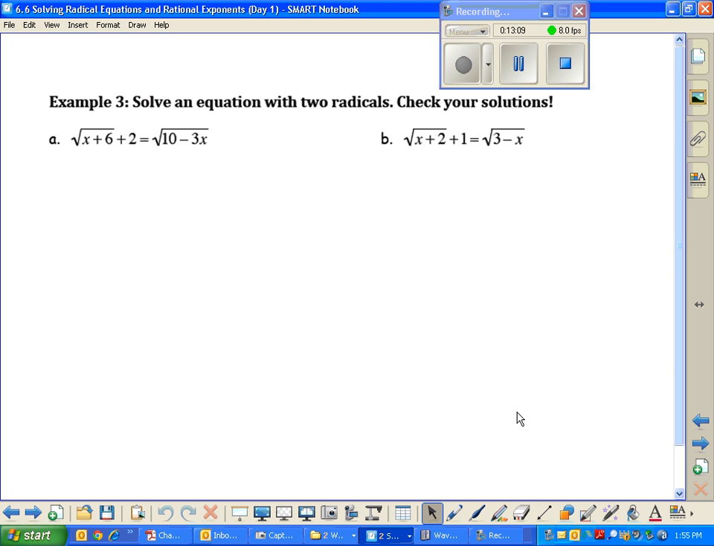If you take a look at the first step there, we have the square root of x plus 6, plus 2, equals the square root of 10 minus 3x. Try step 1. Look at it for a second. Try step 1. Isolate that radical. Can you? No. Because you can't do step 1, it doesn't mean you stop and go get yourself a sandwich, as I sometimes say. It would be nice. Go get a snack.